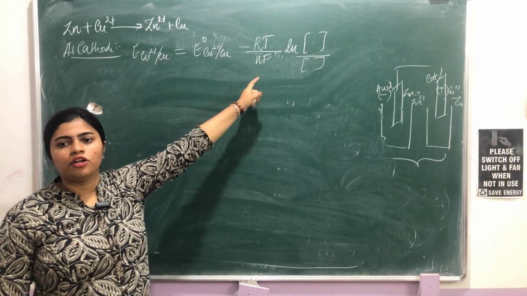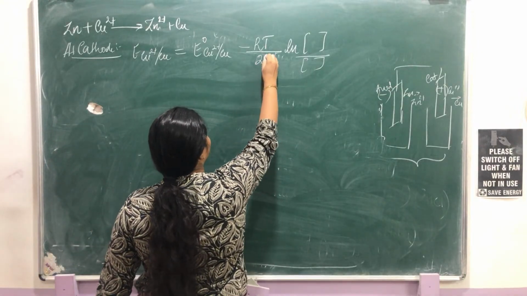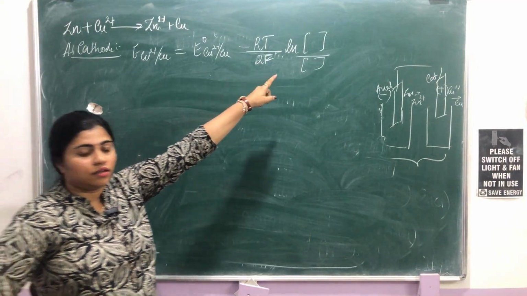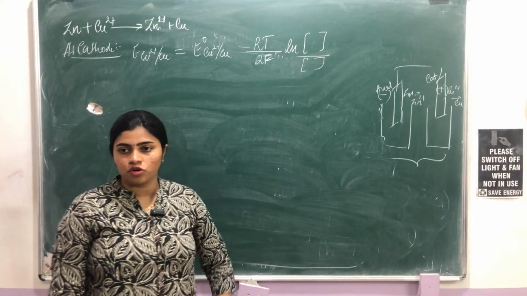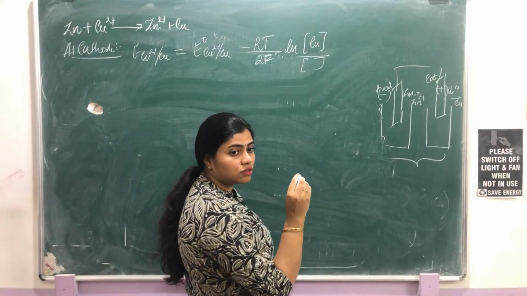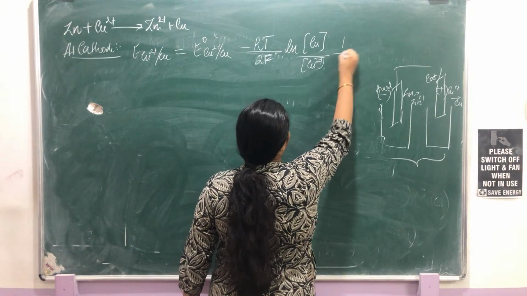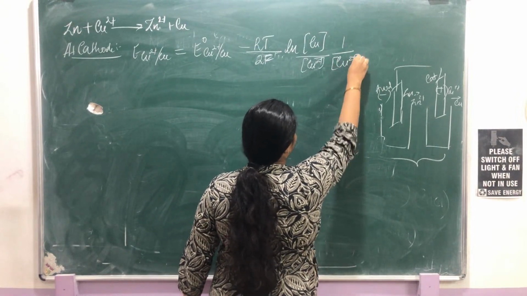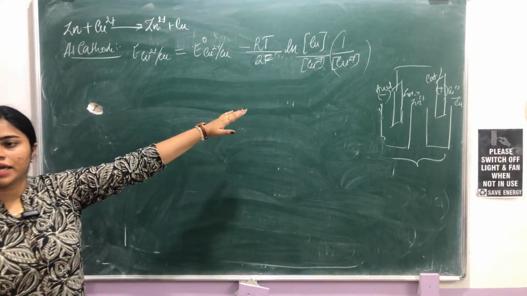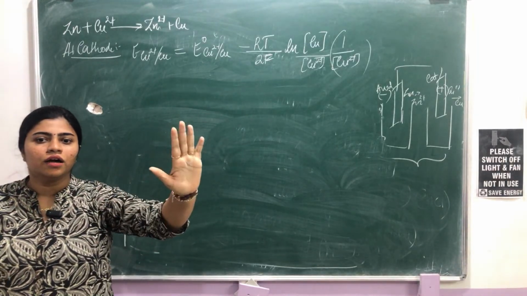For this reaction, what will be the value of n? 2. So, can I write this as 2F? Yes. Now, who are the ones that are there as a solid and as an ionized form for copper? Copper solid divided by Cu2+. Can I consider the whole thing as 1 by Cu2+? Yes. You can write it in bracket, because when we are writing again, I will not write it as Cu by Cu2+. I will be writing it as only 1 by Cu2+. Clear? Why did that 1 come?